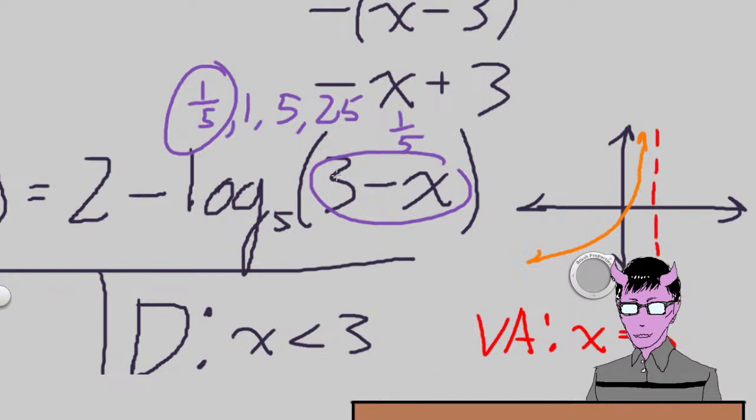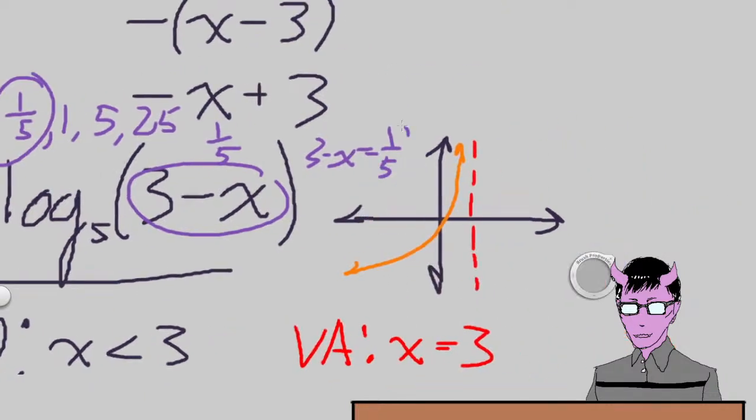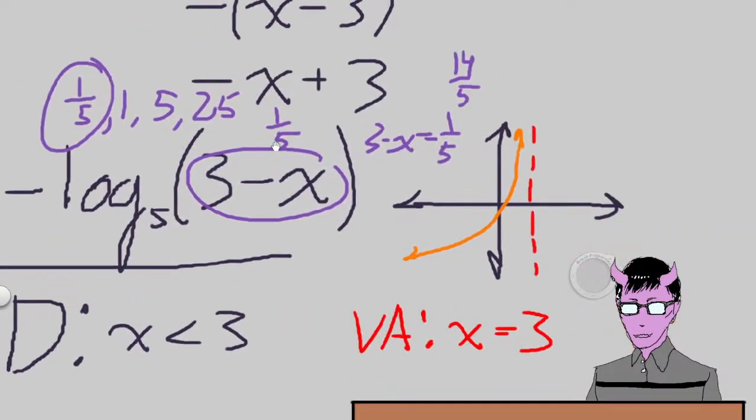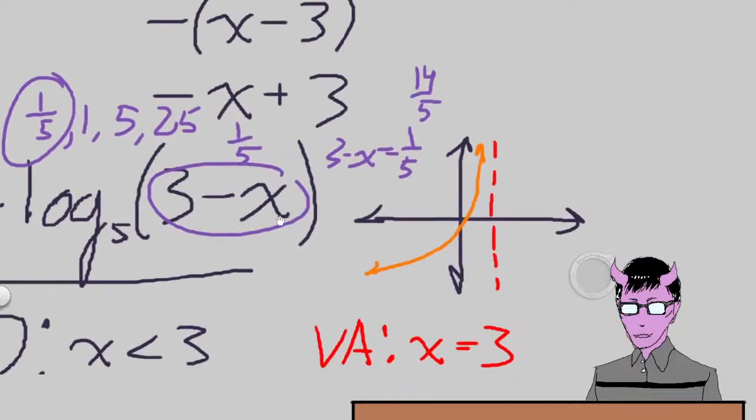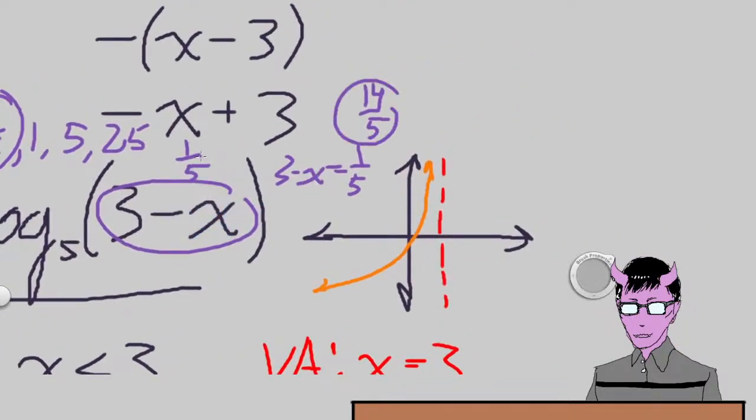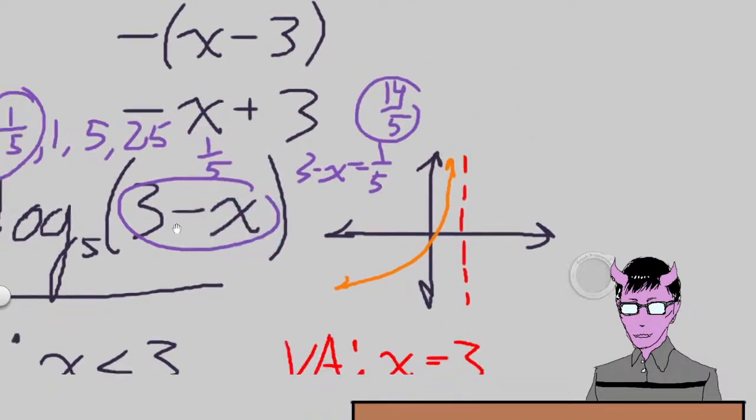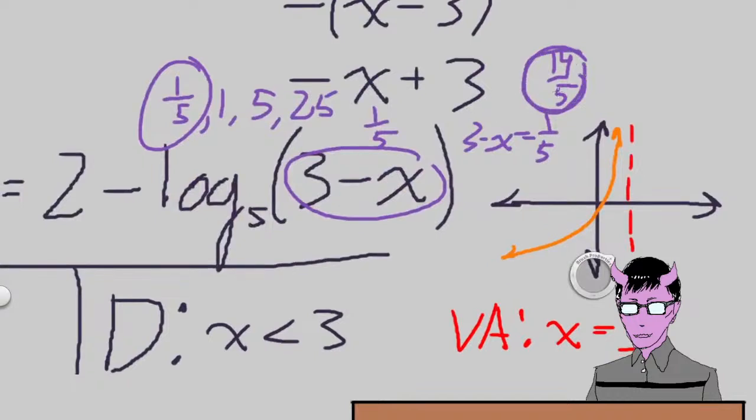What do we need? So 3 minus what gives us 1/5. And it's kind of a fraction, right? It's kind of gross. So it's going to become 14 over 5. And that's the x value that we need in order to force this whole thing to be 1/5. So once we pick 14 over 5 for x, this whole thing will evaluate into negative 1.